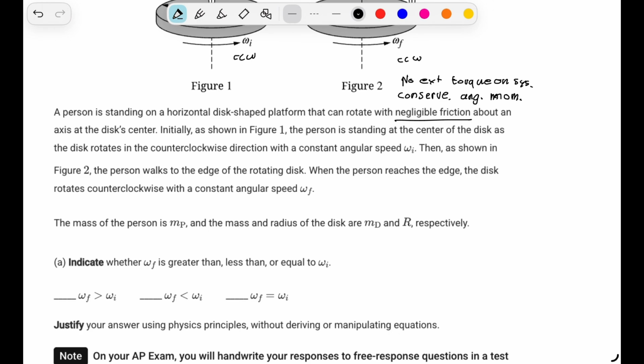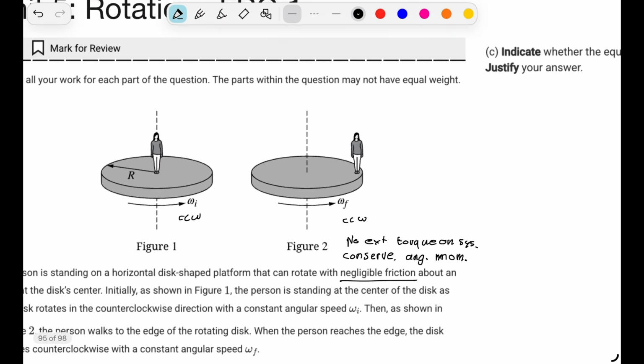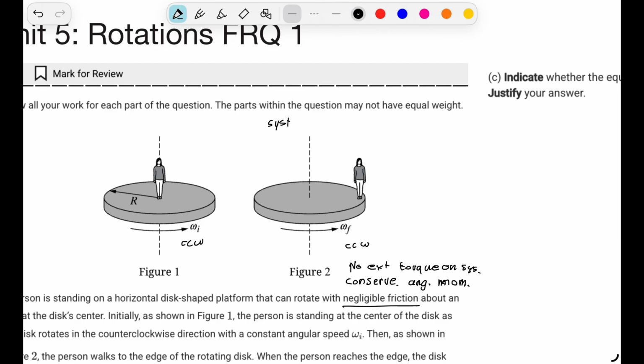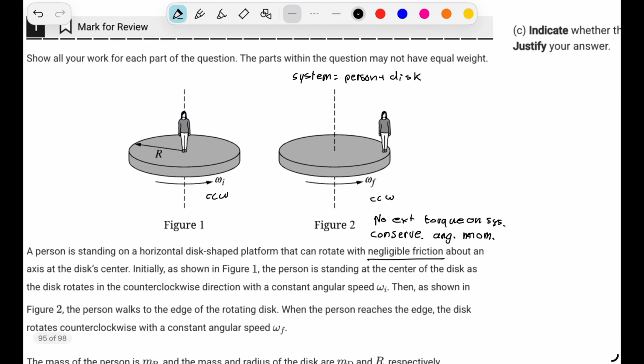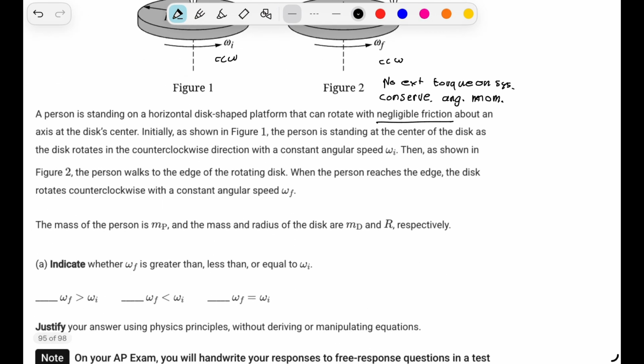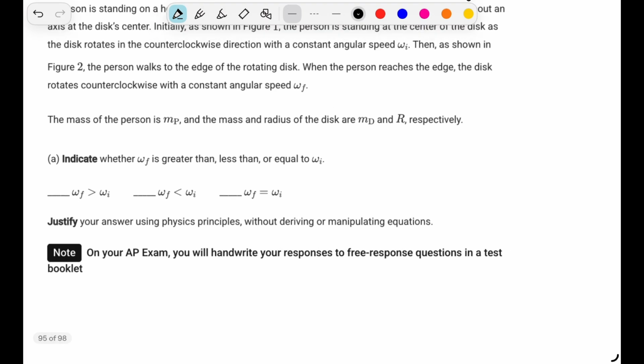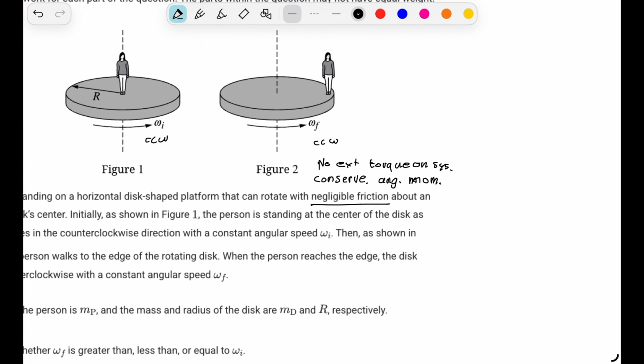So our system is equal to the person plus the disc, and the only thing that's changing is this person and their position on the disc. So in this system that includes this person and the disc, there's no external forces acting. So that's why angular momentum is conserved. And we can write our angular momentum as L is equal to I omega.